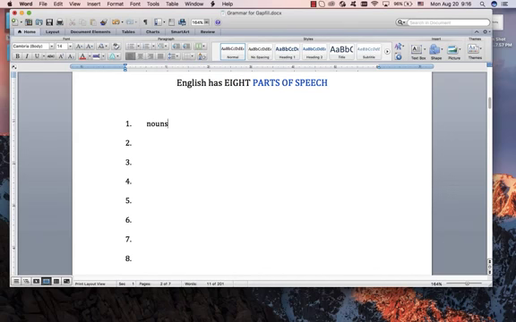What is the first one? The first one is nouns. So this can be single, plural, countable, uncountable. What's next? Next is verbs. So that's for actions and doing words. To describe nouns, we use adjectives. To describe verbs or to describe adjectives, we use adverbs.